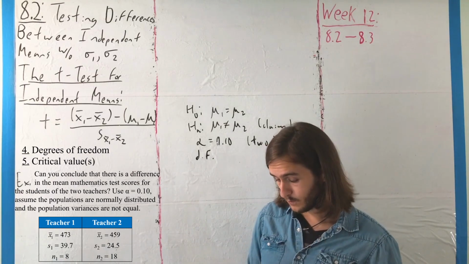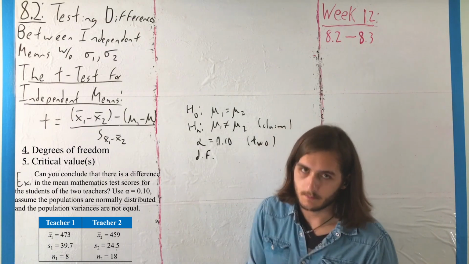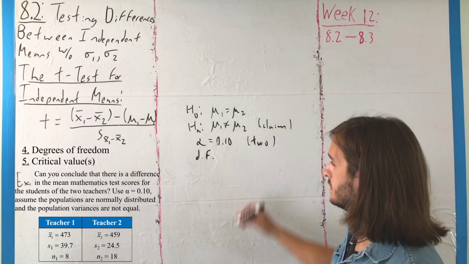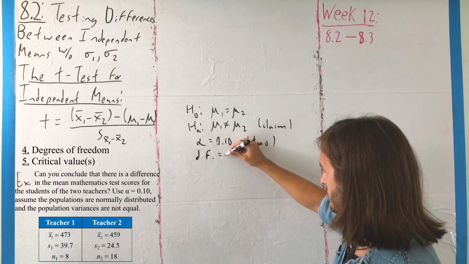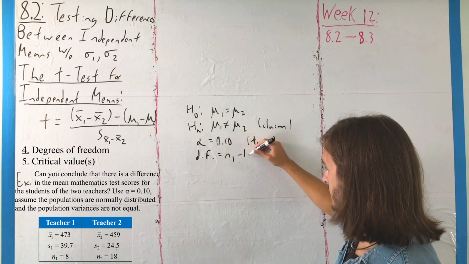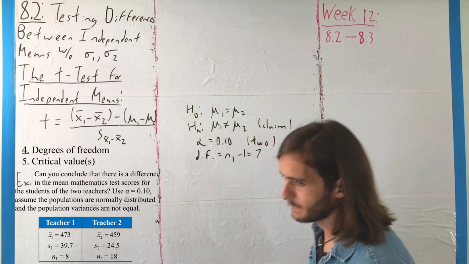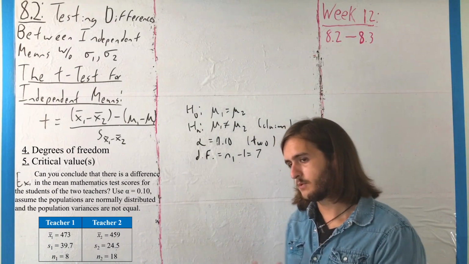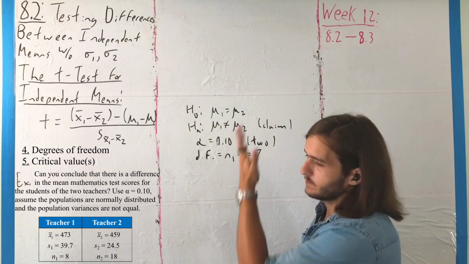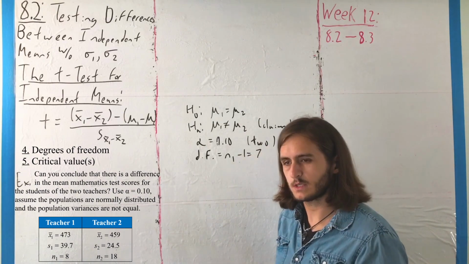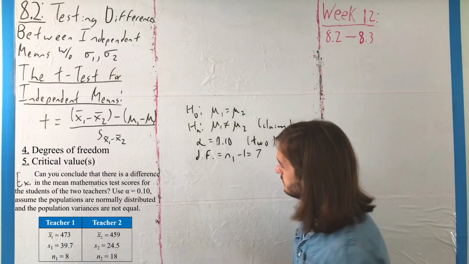Because we are not running pooled samples, when we get our degrees of freedom, we pick the smaller sample size. In this case, that ends up being n1 minus 1. So here our degrees of freedom are 7. If we dealt with the pooled samples, we'd add them up and subtract 2, but we're not, so that's what we do instead. Once we have that, we can talk about our critical values and rejection region.